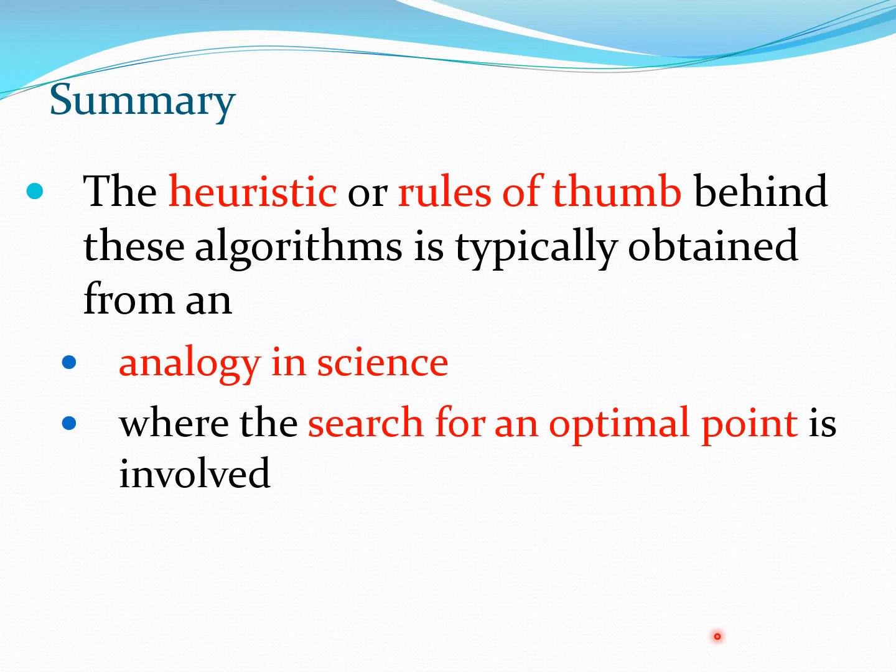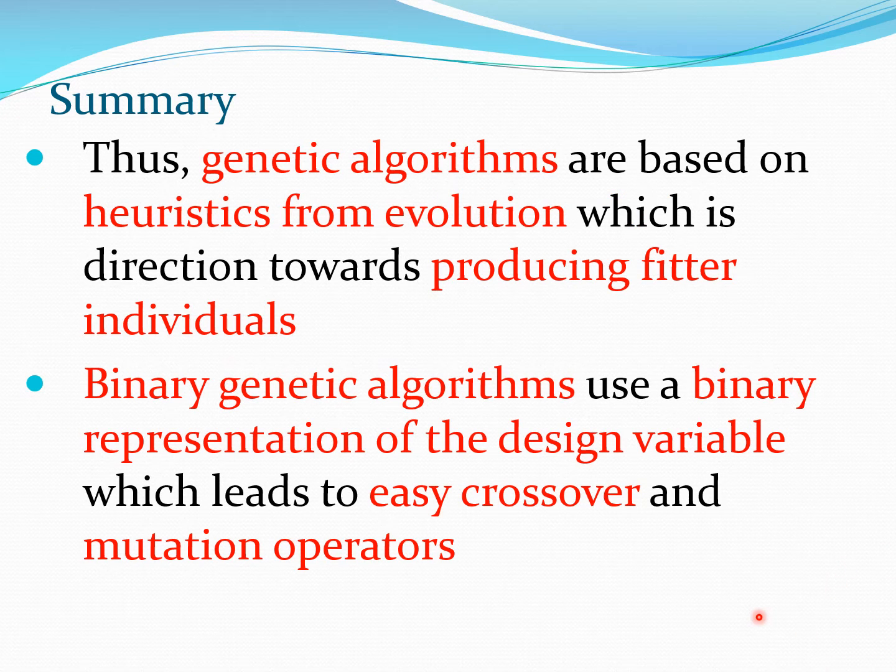Now, as I mentioned, the heuristic or rules of thumb behind these methods is typically obtained from some concept in science where the search for a best or an optimal point is involved. And we'll see this is often the case in many problems in physics, chemistry, and especially in biology, that a perfect point is being sought by nature. Now let us go to the algorithms we have discussed.